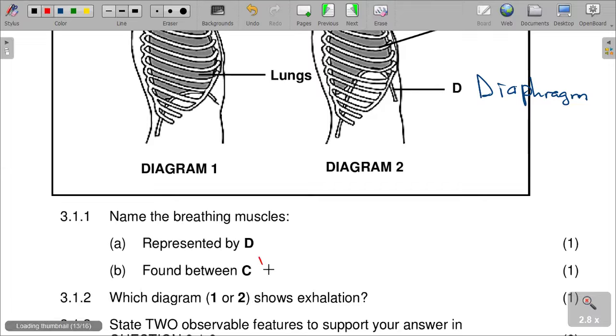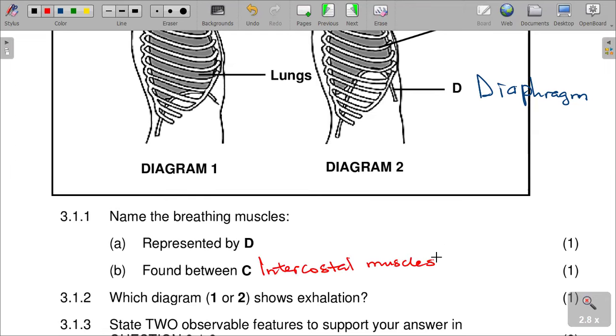They are called intercostal muscles, which we can say are internal or external intercostal muscles. But anyway, the answer remains the same.